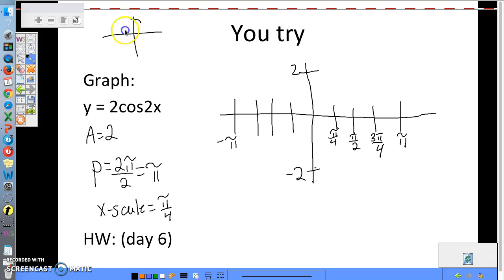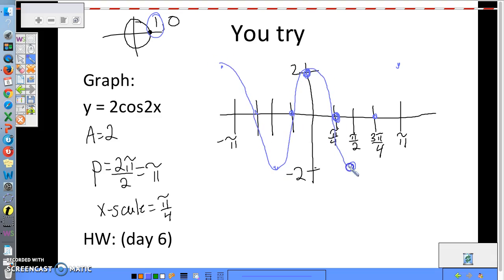And then we have to decide, where does our cosine start? Well, which value is our cosine? Well, it's the x, so it usually starts at 1, but in this case it's going to start at 2. So high, medium, low, mid, high, mid, low, mid, high. And we have our cosine curve.